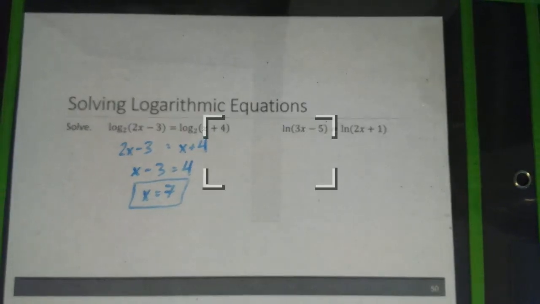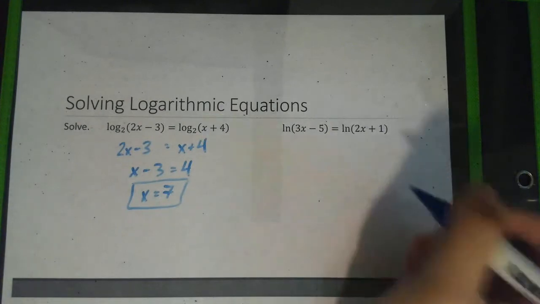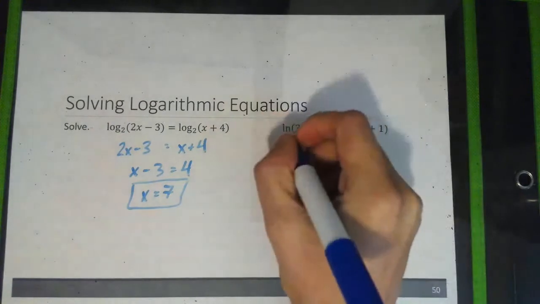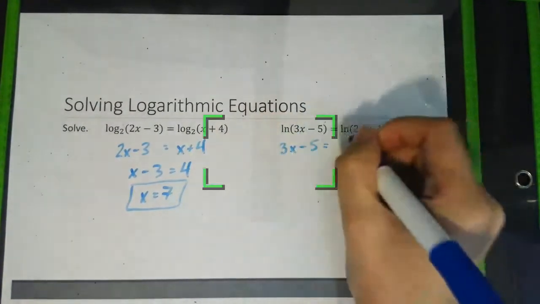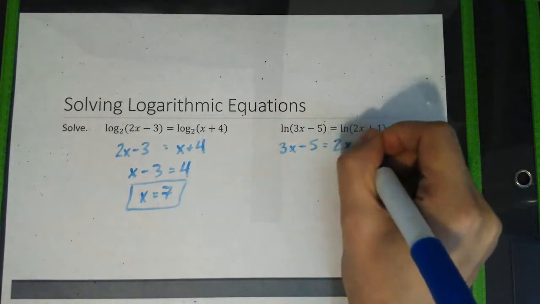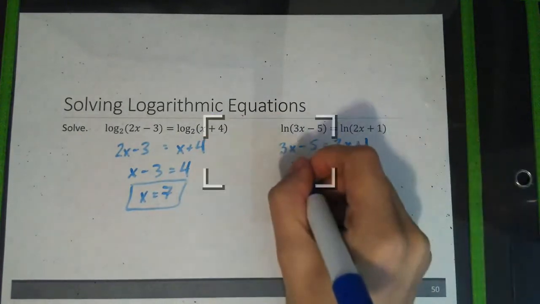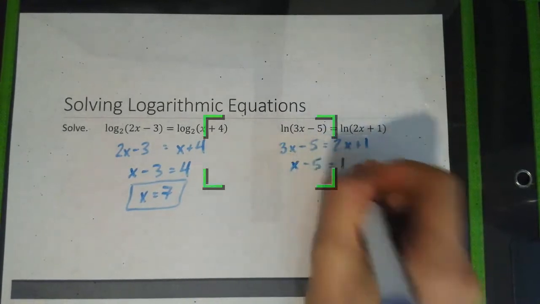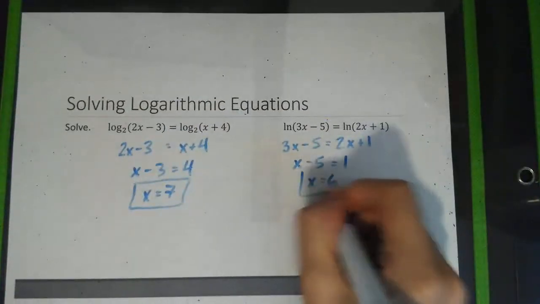Next up, I'm looking at the natural log of 3x minus 5 is equal to the natural log of 2x plus 1. Just like the last time, I can take the insides, the arguments, 3x minus 5, and set it equal to 2x plus 1. I can subtract the 2x over, giving me x minus 5 is equal to 1. Add the 5 over, and I get x equals 6.